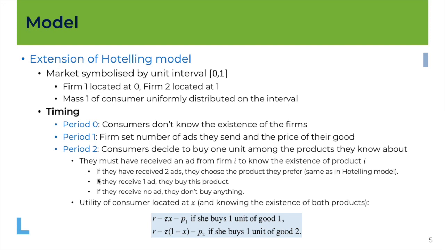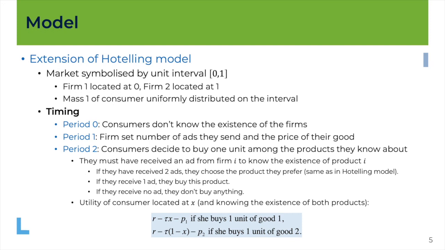Now, they may also receive just one ad, so they will know just one product, and they will buy this product. This is the assumption that we will make. And obviously, if they haven't received any ad, they won't buy anything because they don't even know the existence of the products.